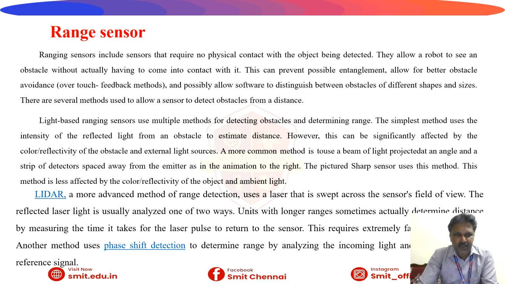Like that, here we can see LIDAR, a more advanced method of range detection, which uses a laser that is swept across the sensor's field of view. The reflected laser light is usually analyzed one of two ways. One, with longer ranges, sometimes actually determines distances by measuring the time it takes for the laser pulse to return to the sensor. Another method uses phase shift detection to determine range by analyzing the incoming light and the reference signal.